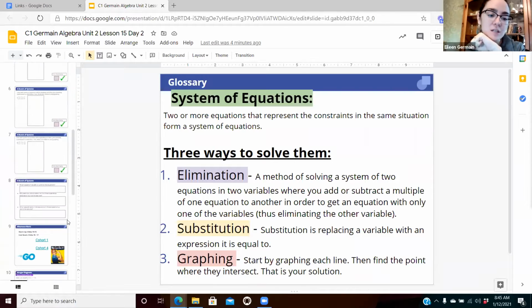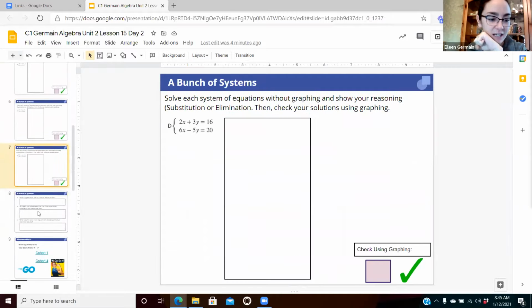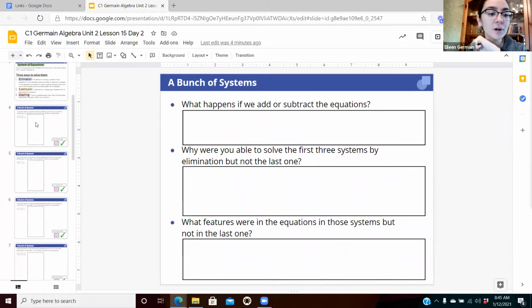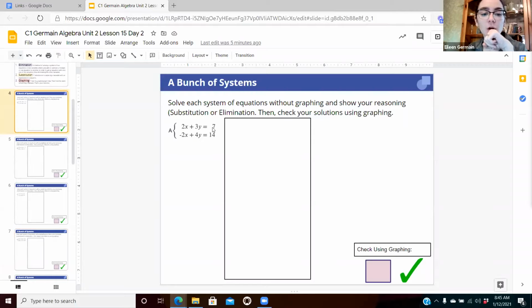So what we're doing this morning. Our morning work today is slides 4, 5, 6, 7, and 8. Slides 4, 5, 6, and 7 consist of four systems that you need to solve. For example, on slide number 4, it says using substitution or elimination, but today I want you to solve all four of these using elimination. I'm going to say that one more time. I want you to solve all four of these using elimination.